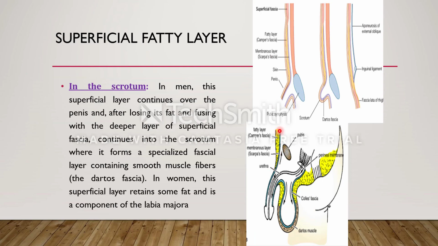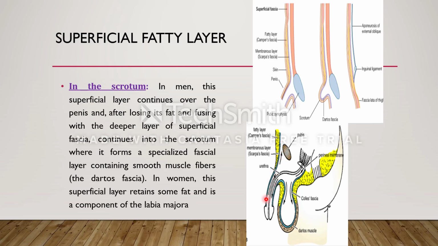The superficial fatty layer. See here, this is the superficial fatty layer. In the scrotum, in men, the superficial layer continues over the penis. See here, it will continue over the penis, but it will lose its fat, and fusing with the deeper layer of the superficial fascia, it continues into the scrotum, and it will form one smooth muscle, which is named as dartos muscle. This is the dartos muscle. See here, what will happen when this fat is coming down from the abdomen?